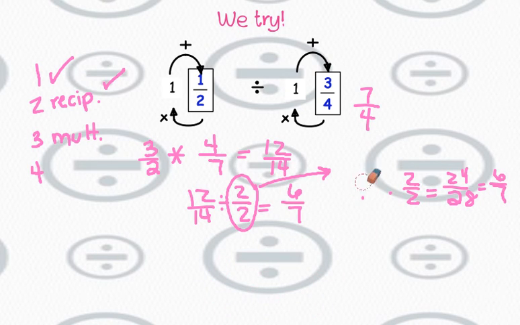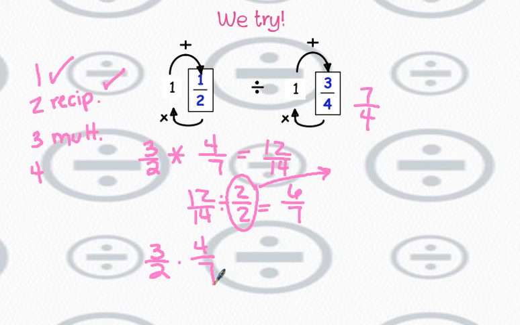For those of you that are ready for it, to make that simplification easier and faster, what you can do is, if you have 3 halves and you're multiplying by 4/7, you can do your cross simplification. So 2 and 4 are both divisible by 2. 4 divided by 2 is 2. 2 divided by 2 is 1. And then when I multiply straight across, I get 3 times 2 is 6. And 1 times 7 is 7. So I can simplify when I multiply.